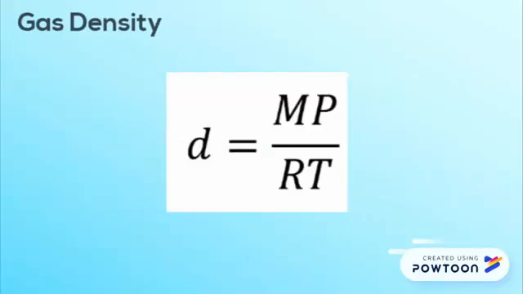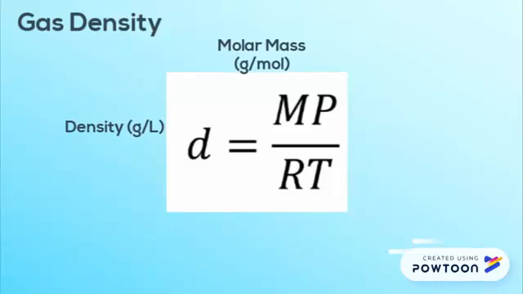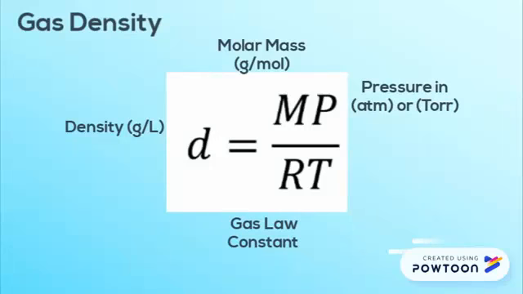We can calculate the density of a gas using our ideal gas law equation if we rearrange it. This equation, D, stands for density in grams per liter, M is the molar mass of our gas, P, pressure in ATMs or torr, R, our gas law constant, and finally T, temperature in kelvins.